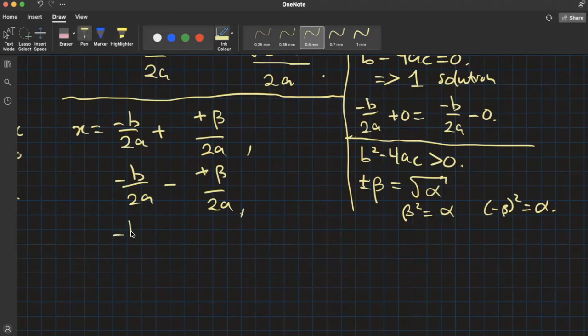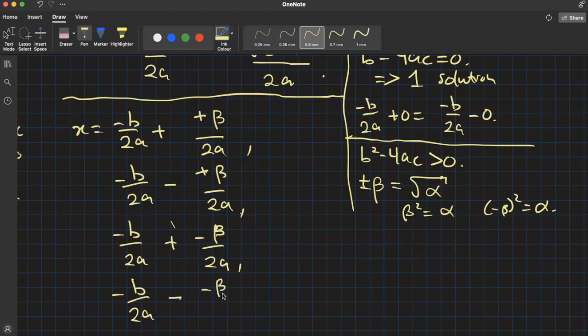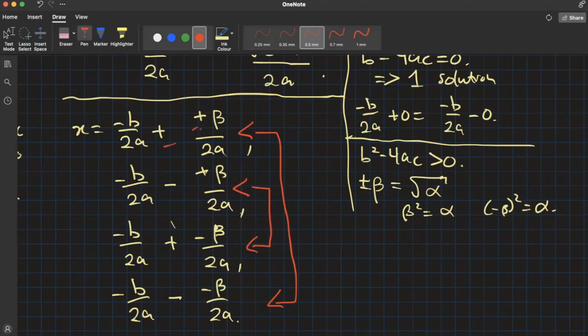So we've got x is negative b on 2a plus negative beta on 2a. And the fourth solution is negative b on 2a minus negative beta divided by 2a. What you'll see is that this solution here doubles up with this one, and this solution here doubles up with this one, right? Because you've got plus plus, minus minus, they're going to both result in just adding the two terms. And you've got minus plus and plus minus, they're both going to result in subtracting the second term from the first term.